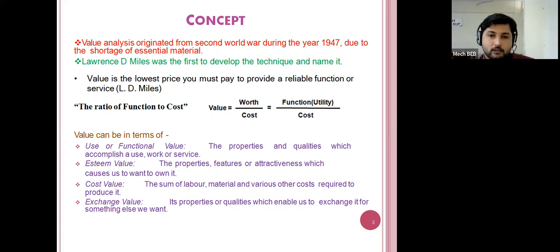Like clothes, if you're doing window shopping and you look at some clothes and you feel that it should be owned by you, that will be nothing but the esteem value of that particular product. Then cost value. The amount of money spent on producing that product will be considered as cost value. So it is the sum of the labor, material and other various costs required to produce it. All of that is related to cost value.